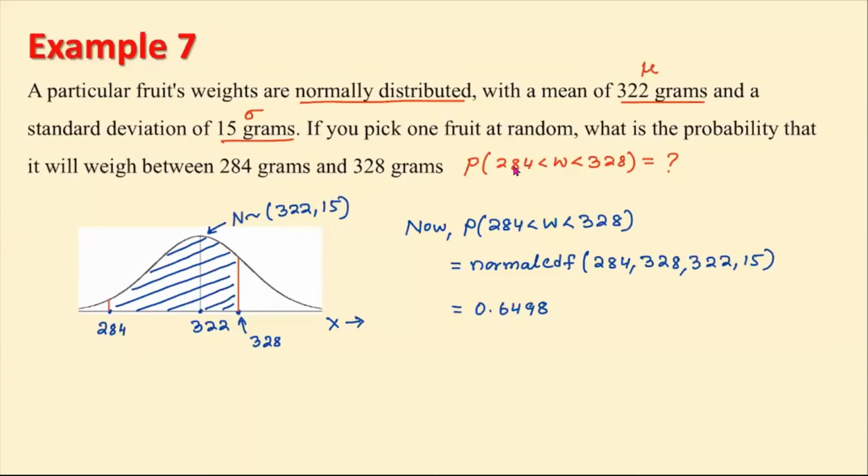So the weight of the fruit between 284 gram and 328 gram will be 0.6498. That means 64.98% of the fruits weigh between 284 and 328 gram. So that is the end of example 7.